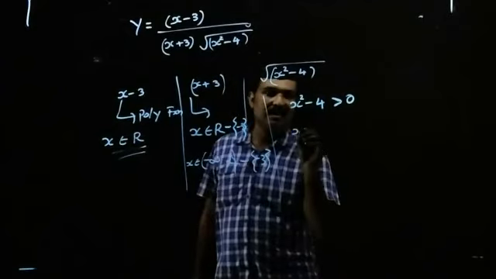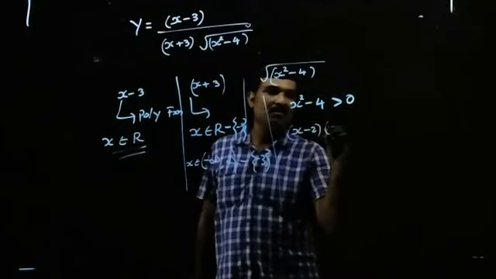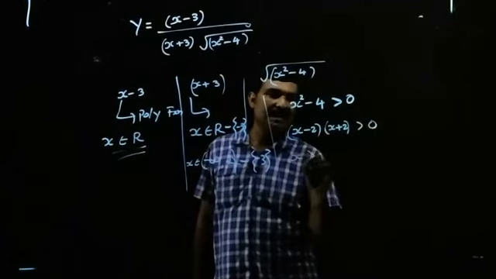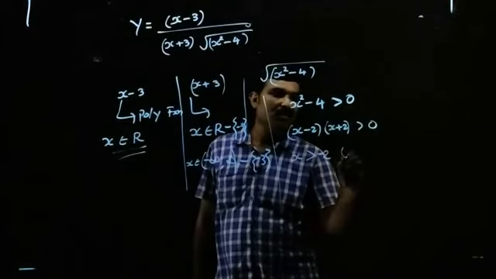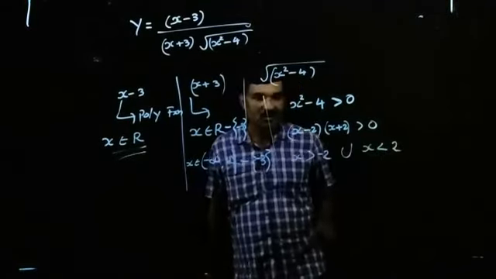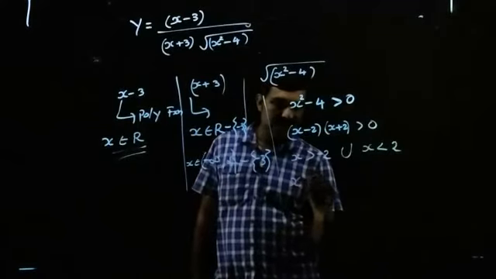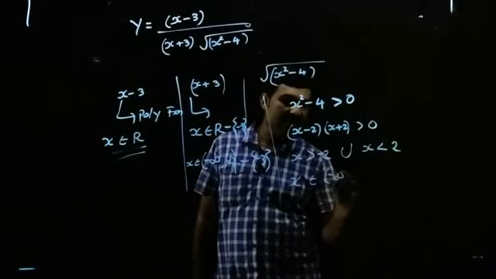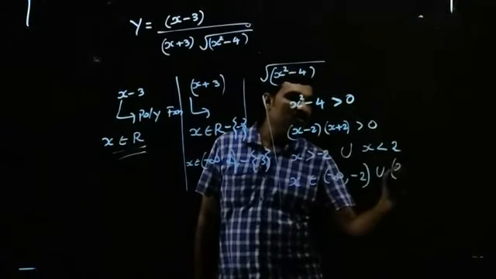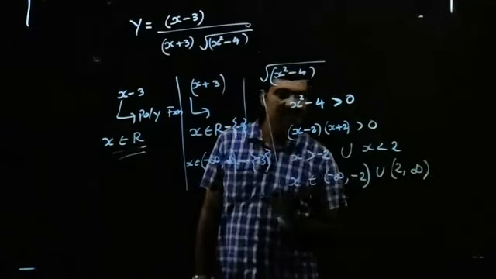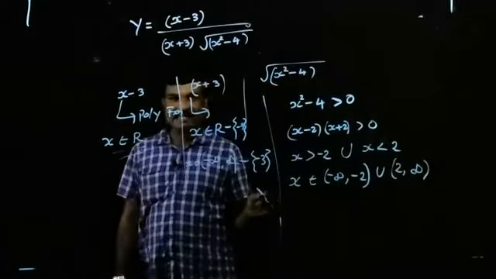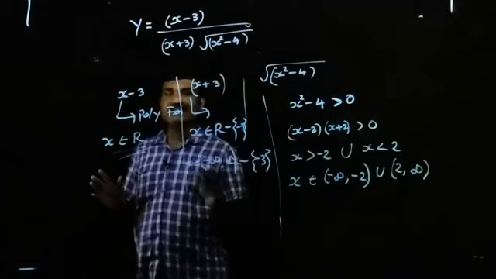So we can solve this as x minus 2 multiplied by x plus 2, that is greater than 0. Or x is greater than 2 union x is less than minus 2. Or we can say, in this case, x belongs to minus infinity to minus 2, open bracket, union 2 to infinity. Now we can draw all these 3 cases in the number line and find the common domain.